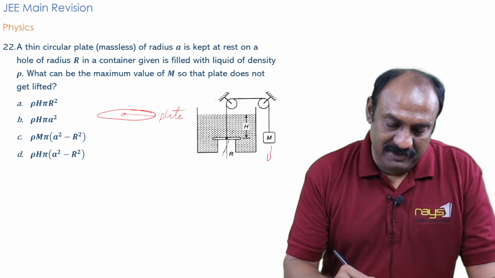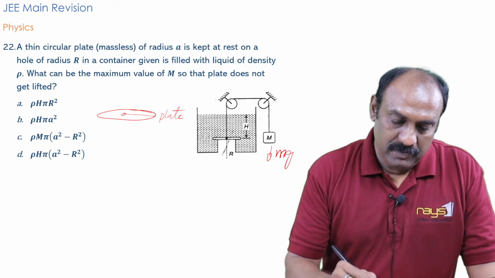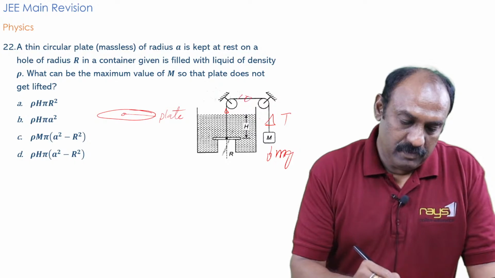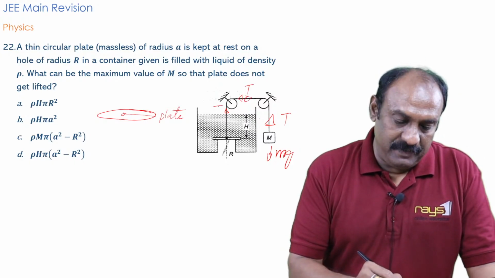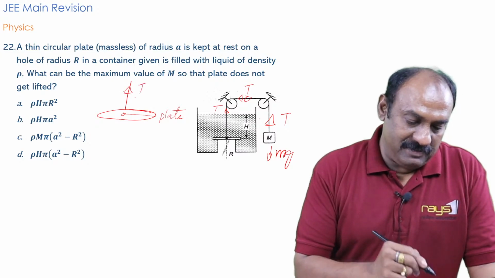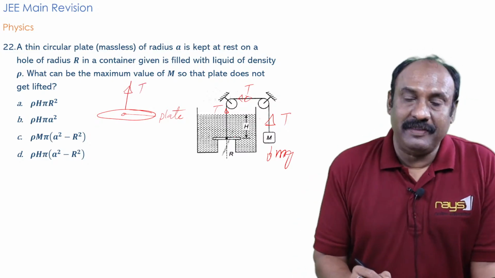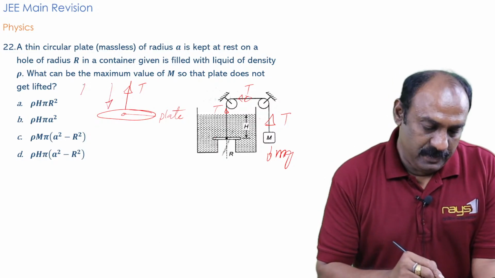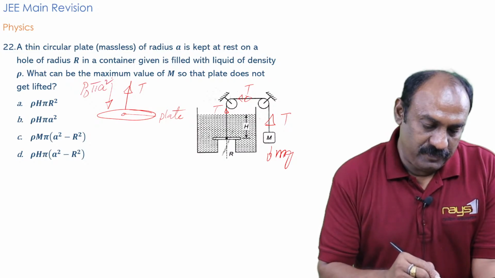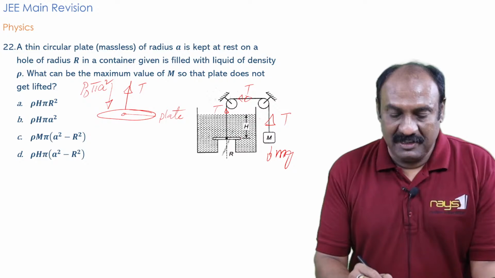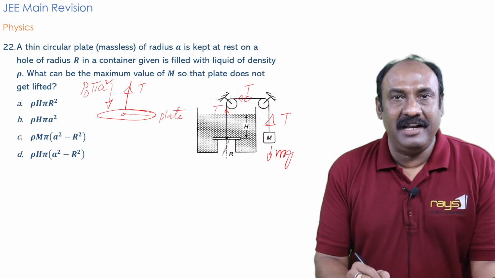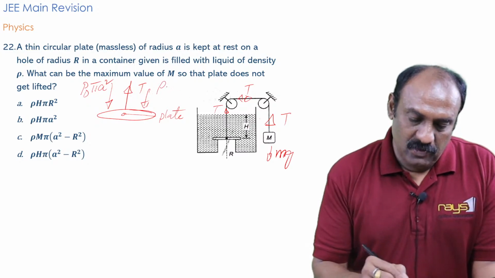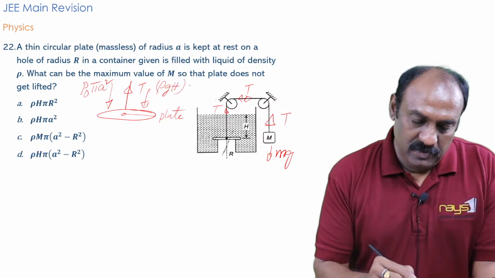One is the weight of this one, it is mg, which is equal to the tension in the string, that is T. So first one, it is the tension in the string T. And the downward force on the plate is the force due to atmospheric pressure, P0 into pi A square, and the downward force on the plate due to this h layer of liquid column, that is rho g h into pi A square.